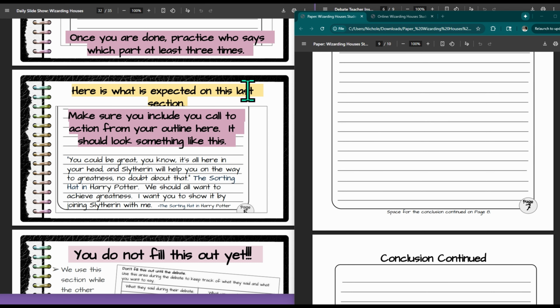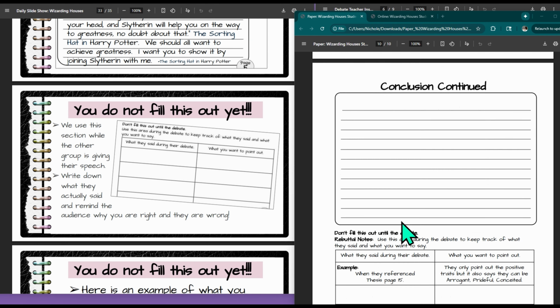All right, so here is what is expected. Make sure you include a call to action from your outline here. So, or what do you want the audience to do with this information? It should look something like this. "You could be great, you know, it's all here in your head, and Slytherin will help you on the way to greatness, no doubt about it." The Sorting Hat from Harry Potter. We should all want to achieve greatness. I want you to show it by joining Slytherin with me. So that would be the call to action.